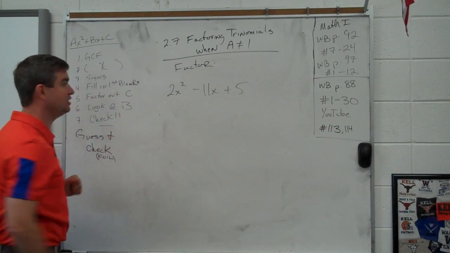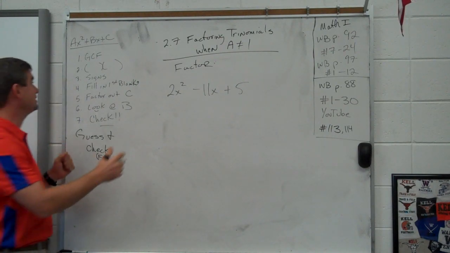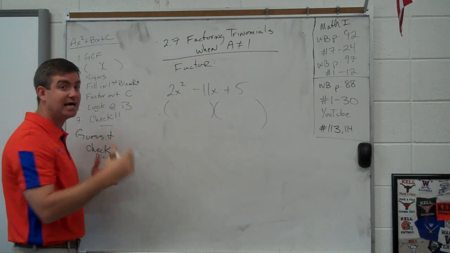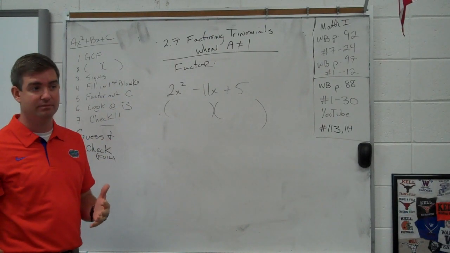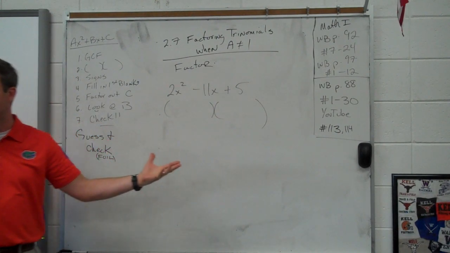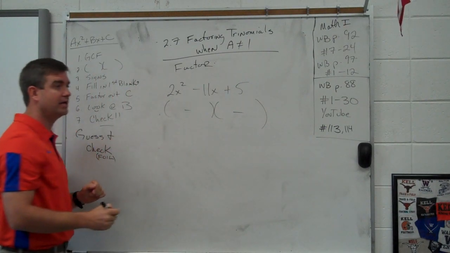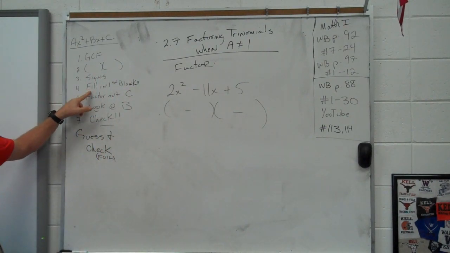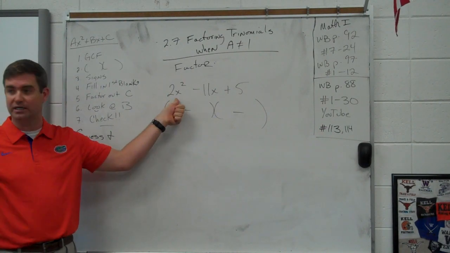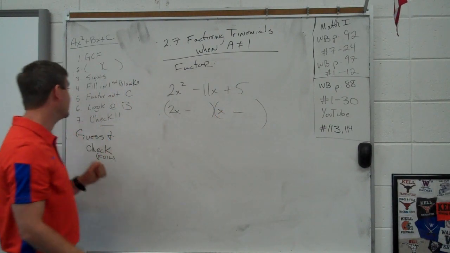So the first step is GCF, with 2, 11, and 5. Do we have a GCF? No, we don't. So the next step is your parentheses. We look at our signs. The sign rules are exactly the same. If this one's positive and this one's negative, then what do my two signs have to be? Negative. Both of them have to be negative, so we put that in there. How about filling in the first blanks? What are the only two things that multiply together to give me 2x squared? 2x and x, what we just got done saying.